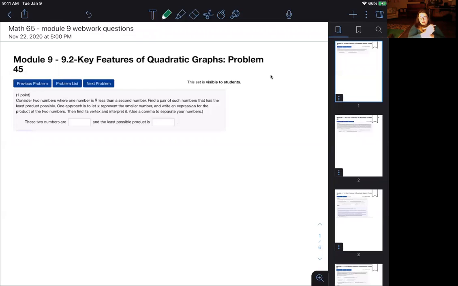I'm your instructor for Math 65, and I received a few questions for Module 9 over WebWork, and I thought I would just take a moment to go over those. So these are all dealing with quadratic equations.